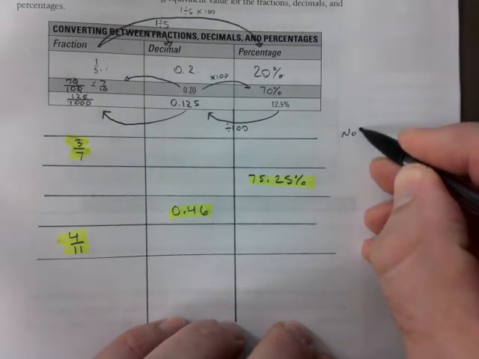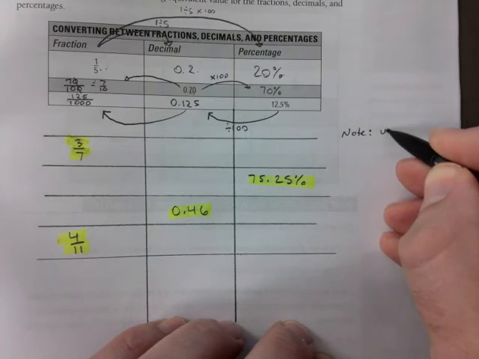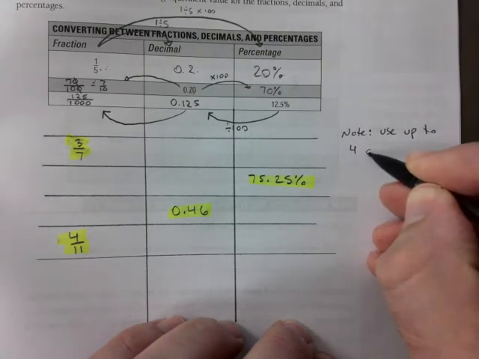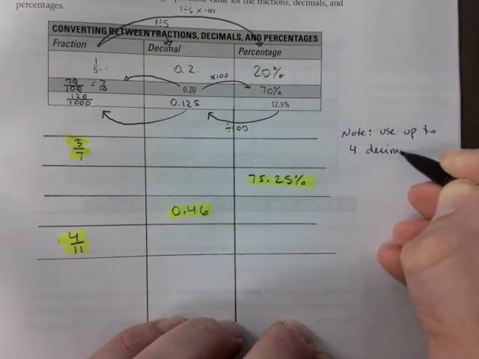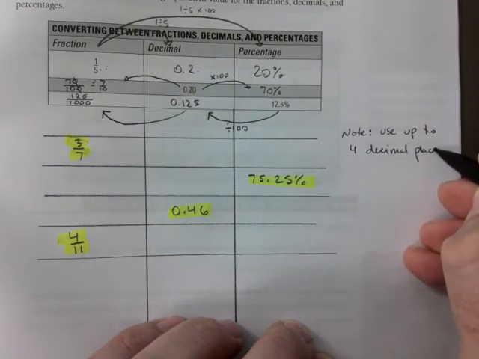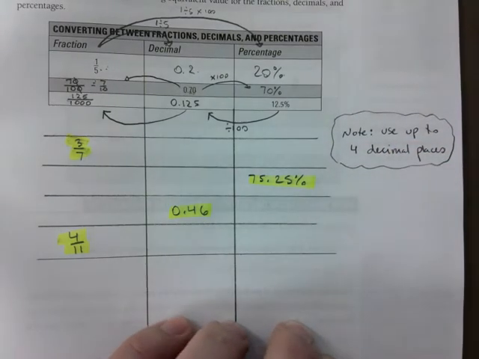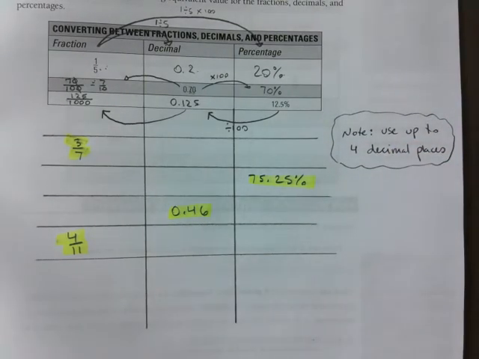Note, use up to 4 decimal places. So for decimals in this unit, I will quite often use up to 4 decimal places. This is unique to this unit because when we make predictions, we want to have more than just 2.